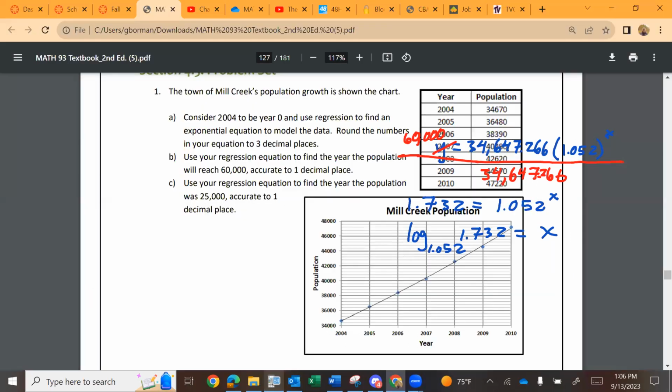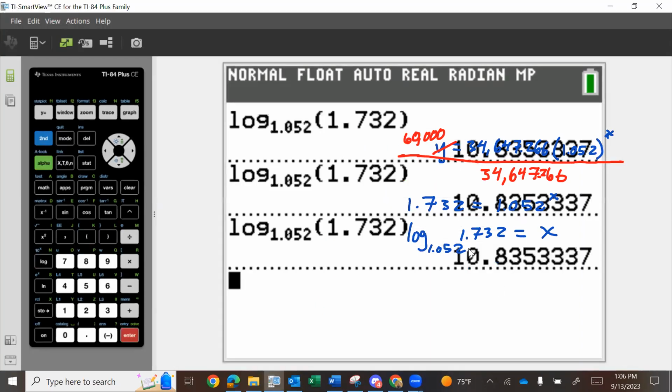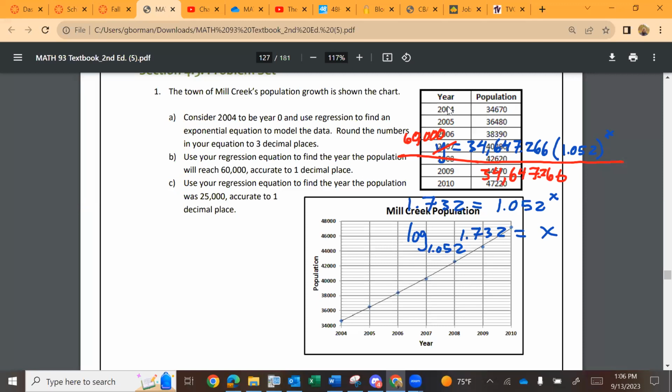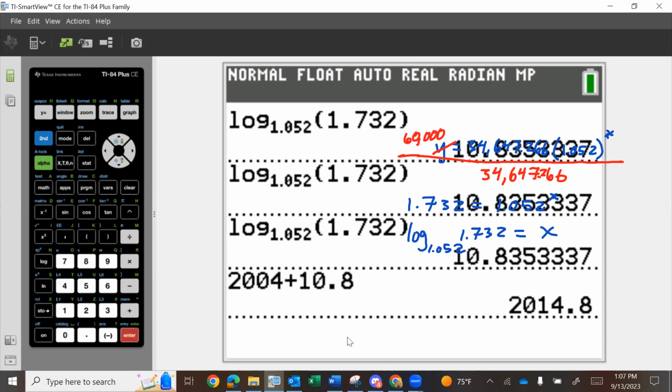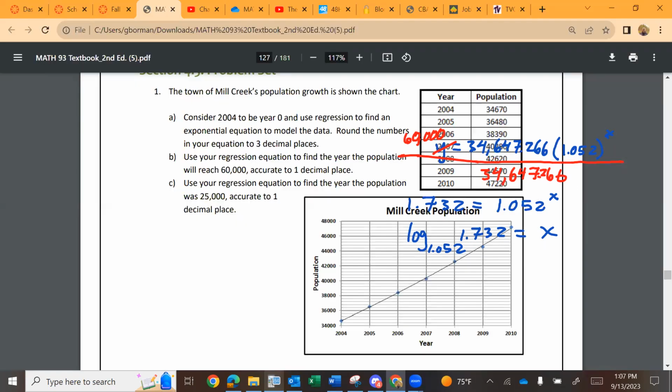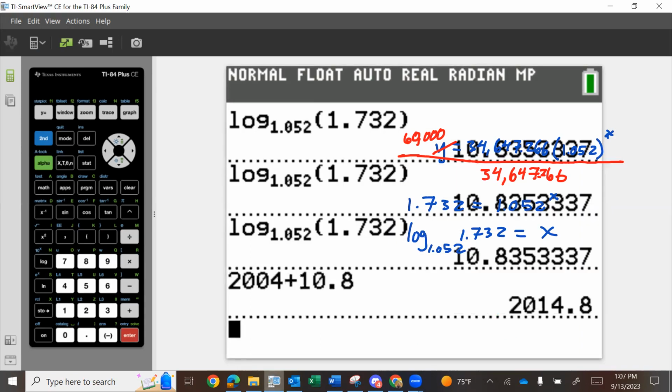Let's see, so 1 decimal place, so 10.8. 10.8 what? Well, we're solving for x, so that's the year. So, year number 10.8. 2004 is year 0, so we'll add to that 10.8. So toward the end of the year 2014, and that'll get it done. And that'll handle part B.